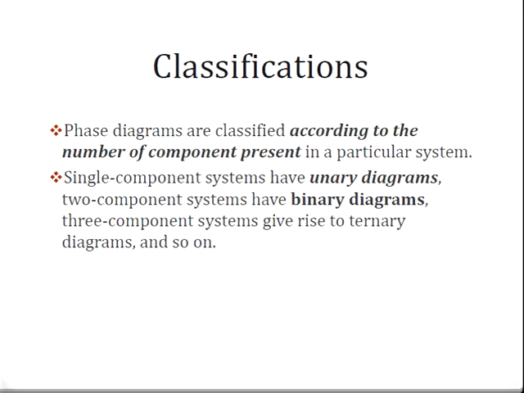The phase diagram can be broadly classified into two groups depending on the number of components present in the particular systems. These are called unary diagrams and binary diagrams. In unary diagrams, a single component is present in the system, whereas in binary diagrams there are two components. There are also three component systems called ternary diagrams, but in your syllabus as well as in this lecture, we'll only be discussing unary diagrams and binary diagrams.